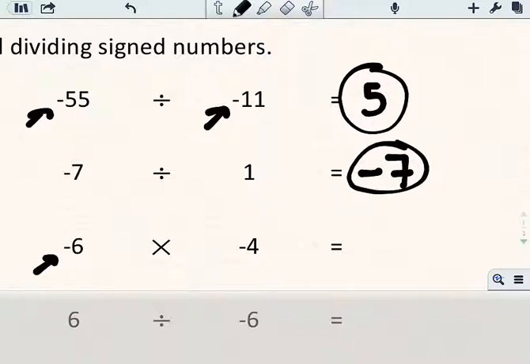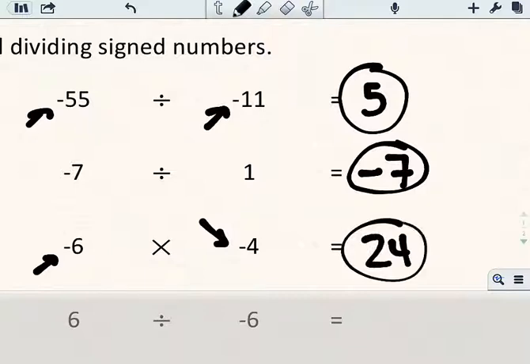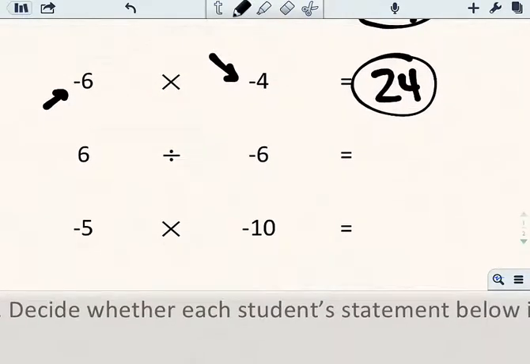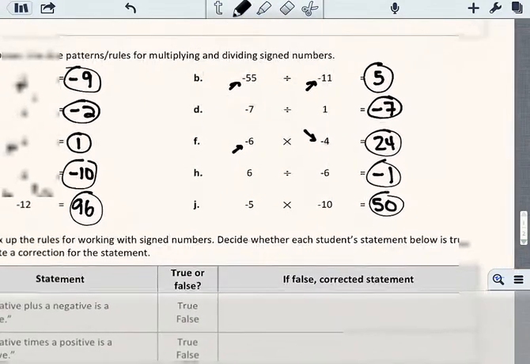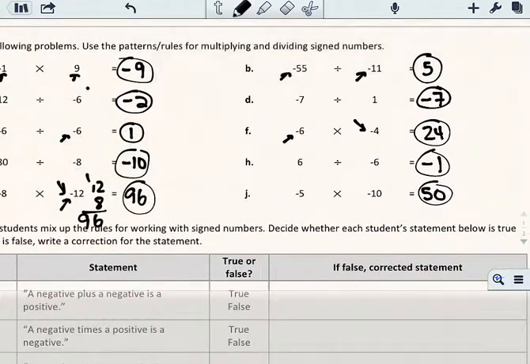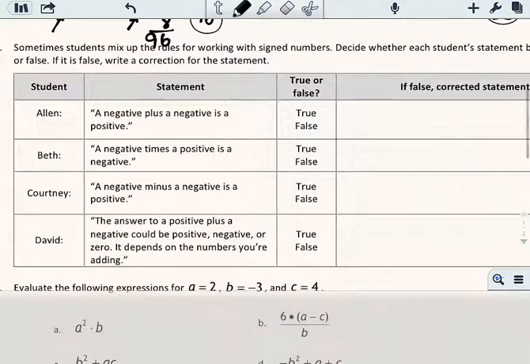Here we have a negative 6 times a negative 4. That's going to be positive. 6 times 4 is going to be 24. Well, positive, negative, negative. 6 divided by 6 is 1. Negative times a negative is a positive. 5 times 10 is 50. So again, notice I'm doing this kind of in two steps. One, I'm taking care of my sign, and then the second thing I'm going to do is actually handle the numbers without even thinking about the sign. So it's just a strategy you can use.